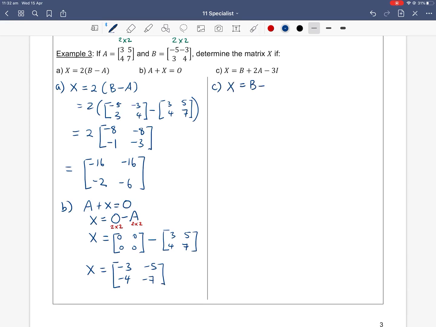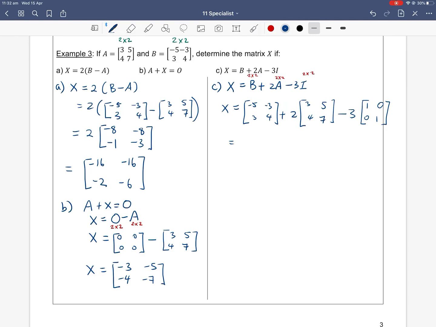Let's do C. X is equal to B plus 2A minus 3I. Let's substitute. So B is -5, -3, 3, 4, plus 2 lots of A, which is 3, 5, 4, 7, minus 3 lots of I. Now, I is the identity matrix. Again, what dimension would that be? Well, if B is a 2 by 2, A is a 2 by 2, then I need to add and subtract the same dimension as well. So your identity matrix is also a 2 by 2 matrix for the subtraction to work. So 2 rows, 2 columns, your leading diagonal is 1s and zeros everywhere else. So it's 1, 0, 0, 1.